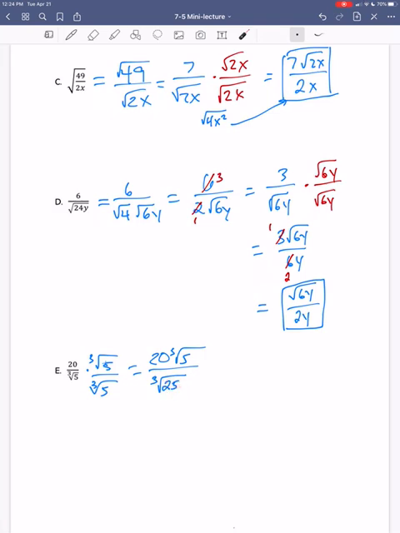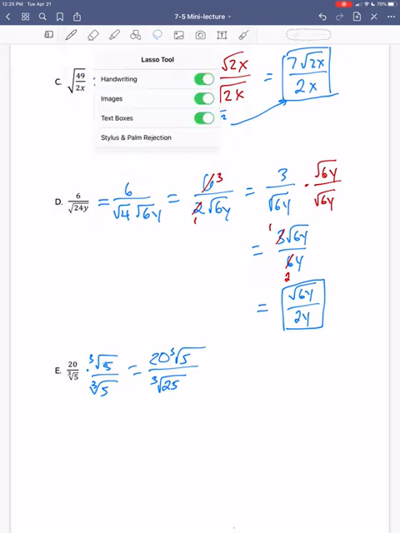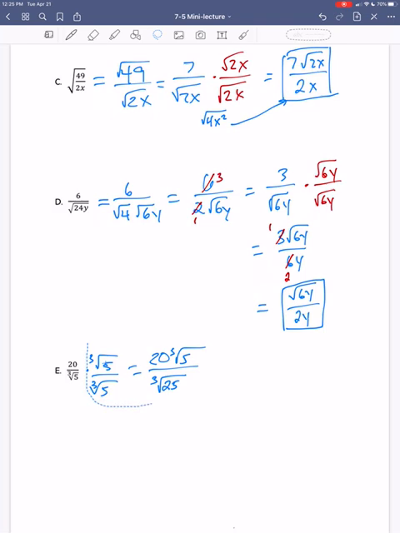If this were a square root, this would work fine like it did in all these other examples. But since this is a cube root, that's not going to work. So I'm going to get rid of this stuff here. That's wrong.